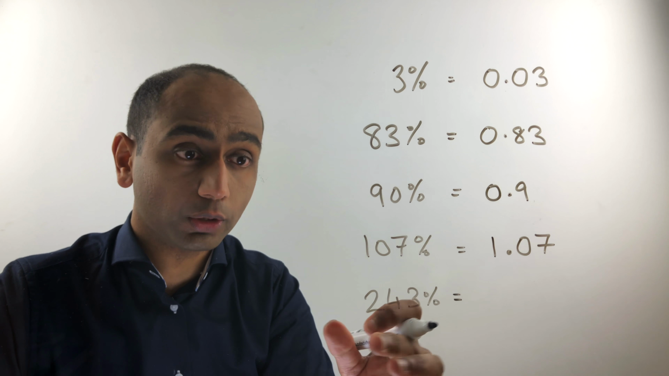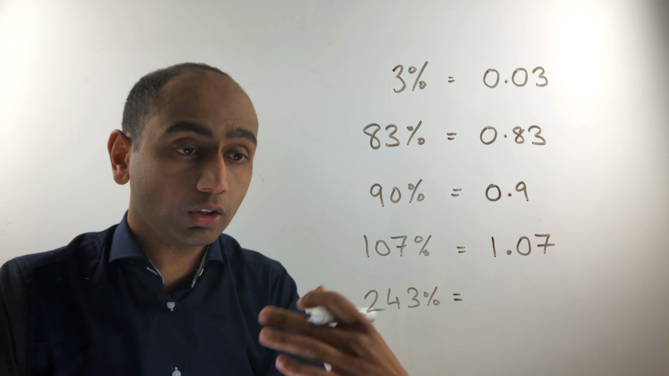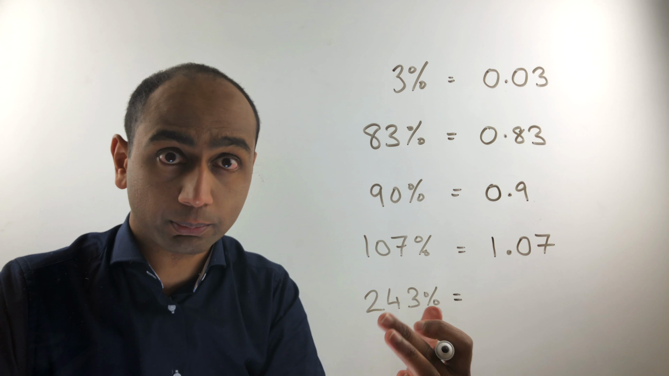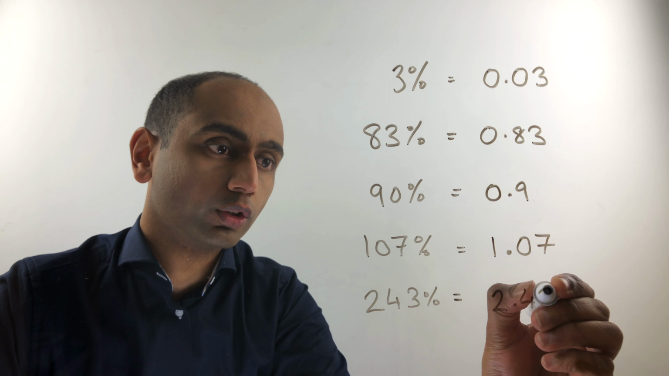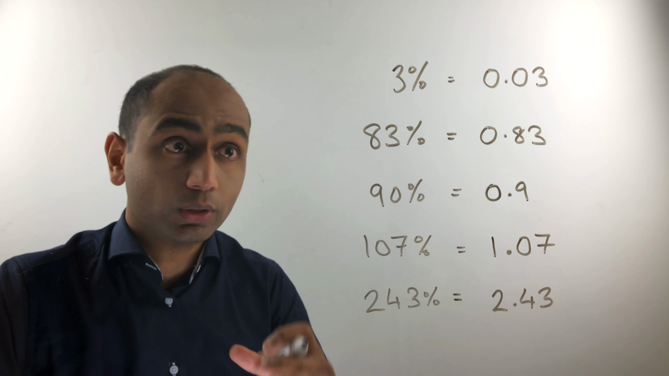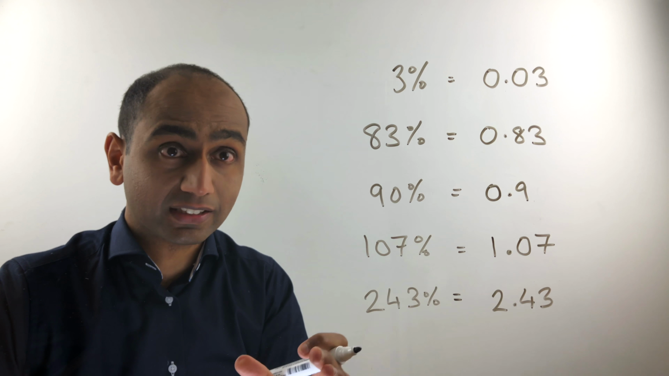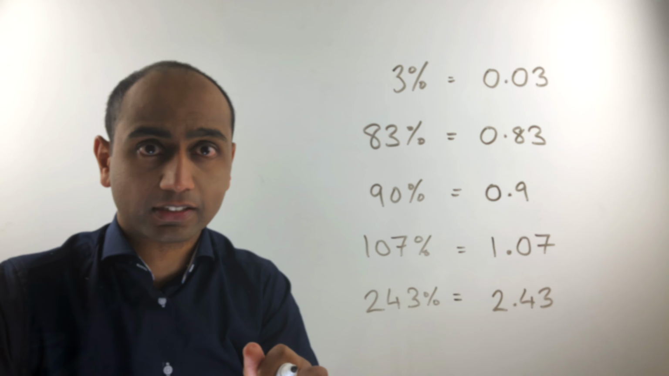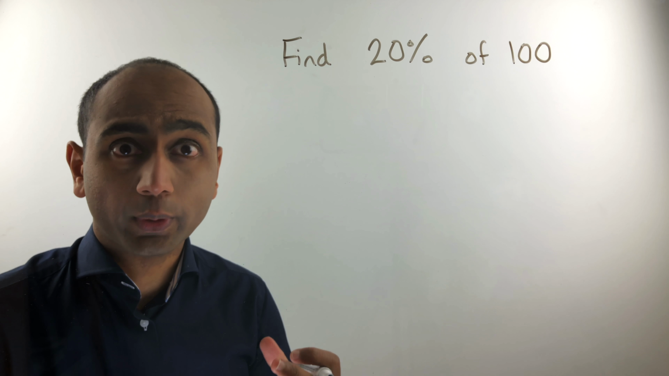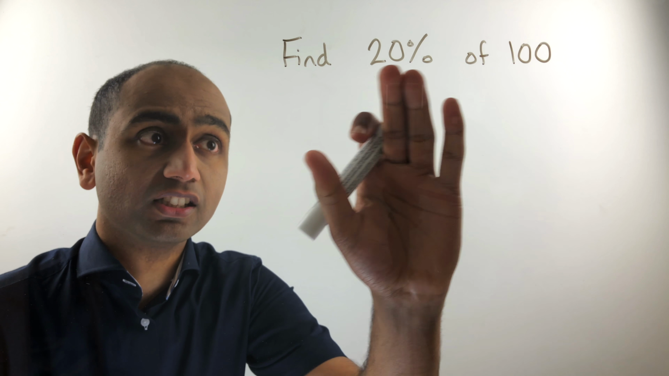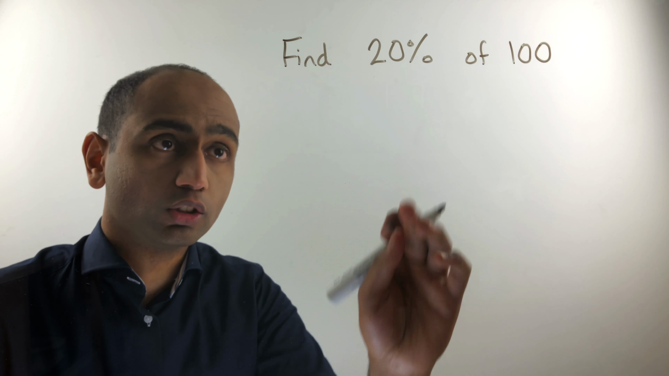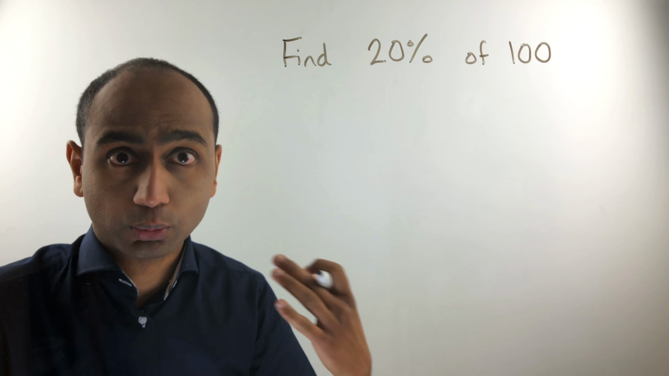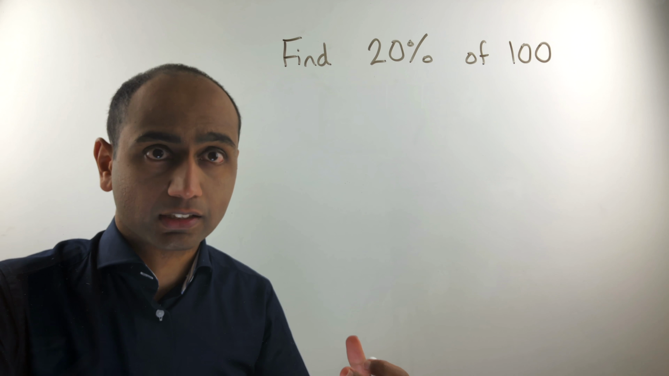243% means 243 hundredths, or 243 divided by 100, and that could be written as 2.43. Now, if you're not sure about this, you can go back to lesson R9a for a bit more practice. In this video, what we're going to do is look at finding percentages of a quantity using decimal multipliers. And what we need to do is turn the percentage into a decimal and then use that.